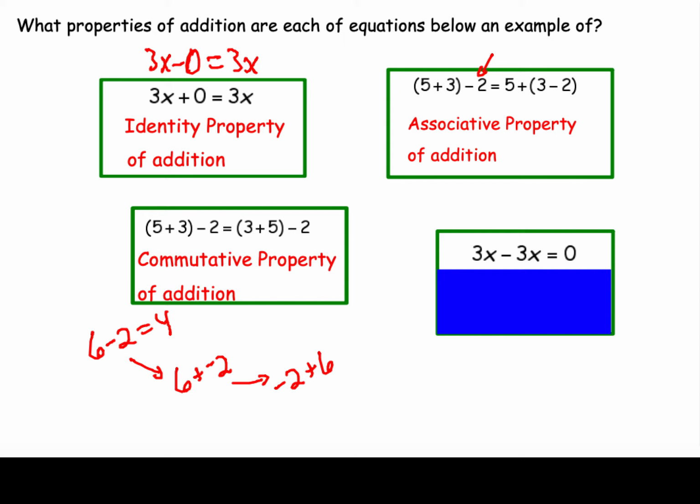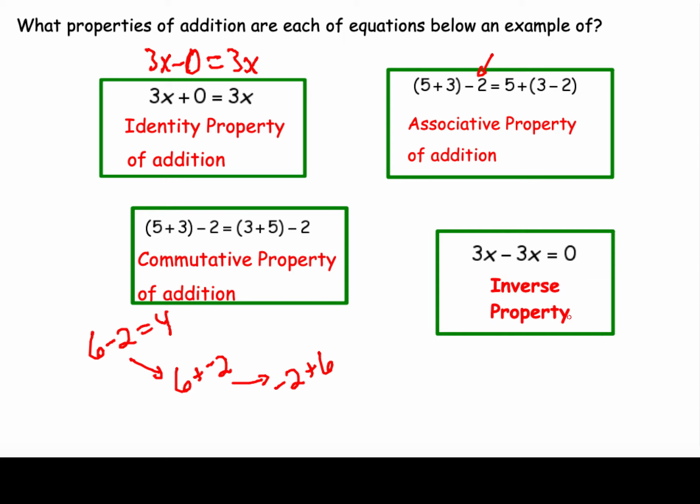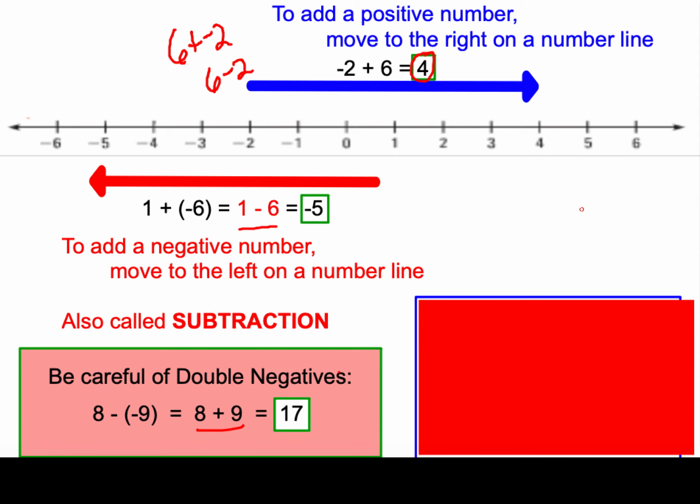And then finally, we need subtraction really to satisfy the inverse property. 3x minus 3x, or 3x plus its opposite, right? 3x plus a -3x essentially is where we get that inverse property. So again, we sort of need subtraction in order to satisfy that.